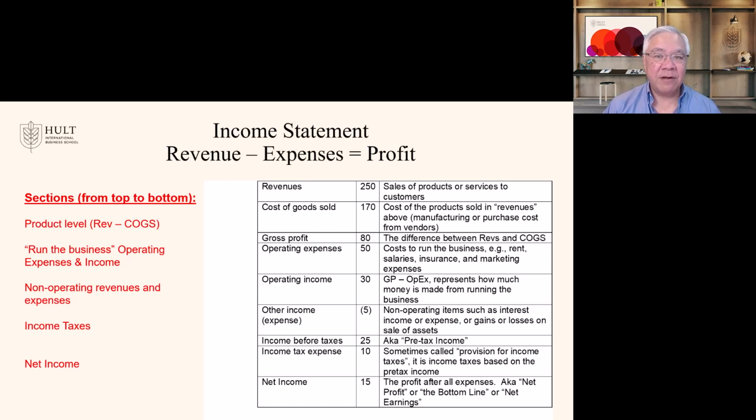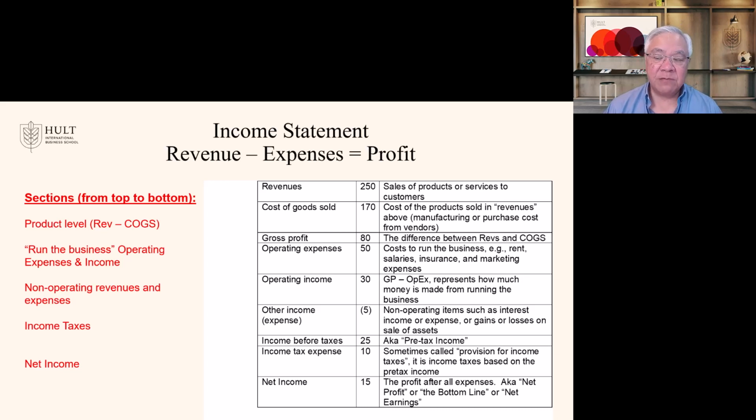It's also in a very specific format. It starts with a high level revenues minus cost of goods sold equals gross profit. So that's how much you made from, let's say, selling a cup to your customers. What did you sell the cup for, and what was your cost of getting that cup? So that's how high level it is, just the item you sold minus the cost of goods sold. And that's gross profit.